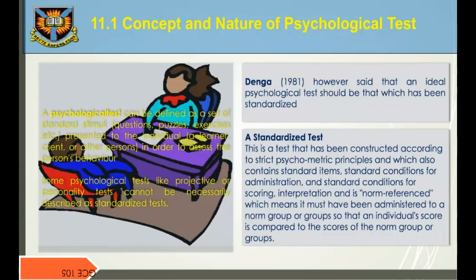Concept and nature of psychological tests. A psychological test can be defined as a set of standard stimuli, questions, puzzles, exercises, and so on, presented to the individual, a learner, a client, or other persons in order to assess the person's behavior.